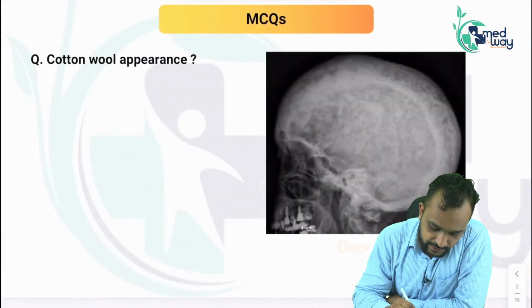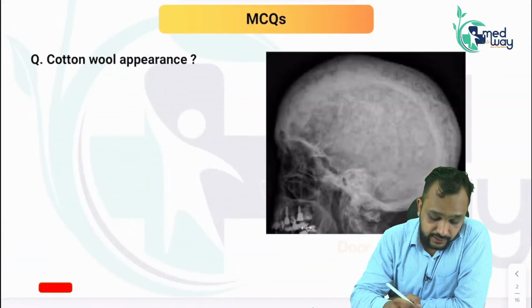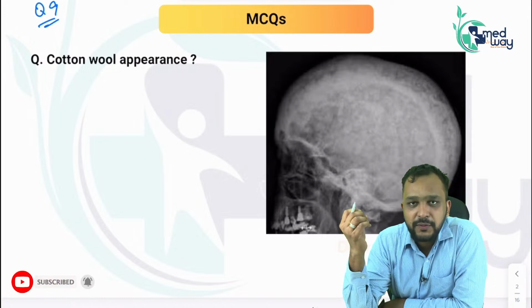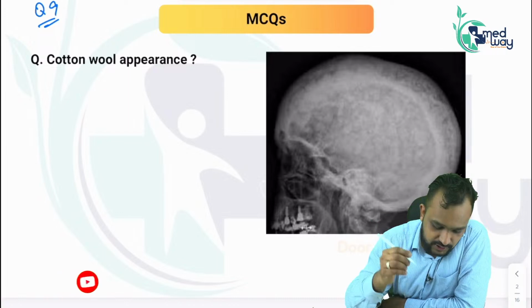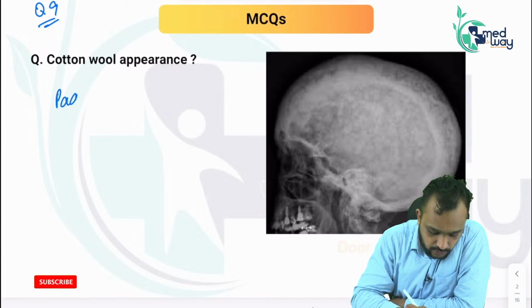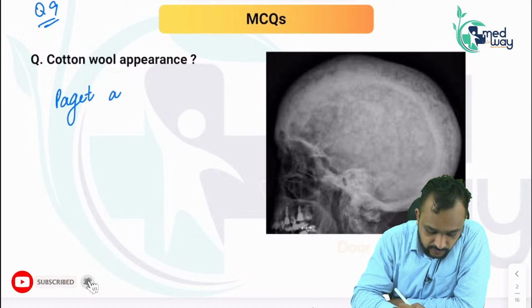So cotton wool appearance. I have 9 questions with me. I don't have all the options, so if you can contribute, that would be great. So the first question is: cotton wool appearance is seen in. So we all know cotton wool appearance is characteristic of Paget's disease, right?